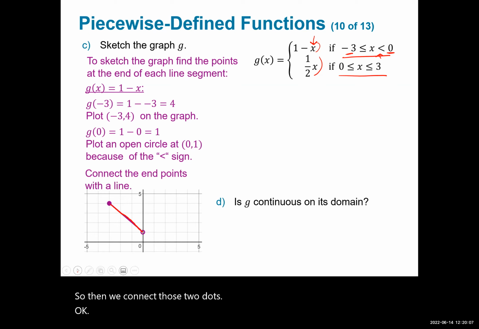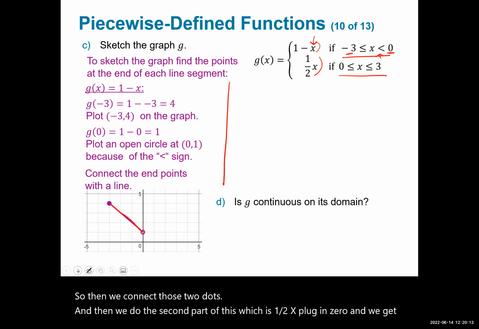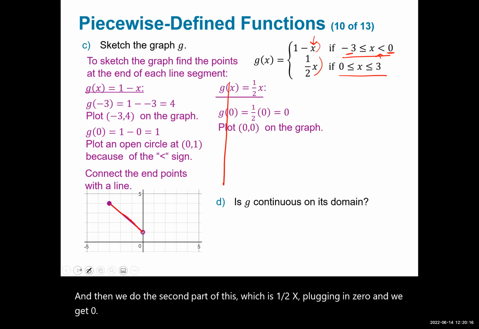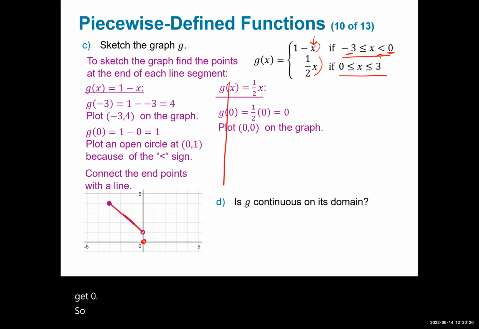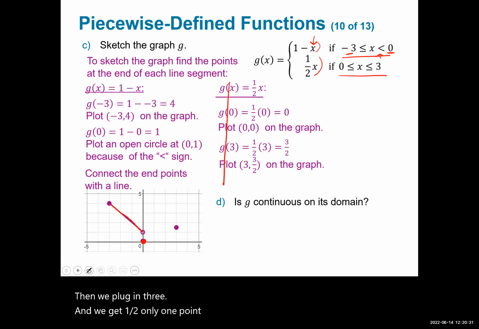And then we do the second part of this, which is 1/2 x. Plug in 0 and we get 0, so the point 0, 0. Then we plug in 3 and we get 1/2 times 3, which is 1.5. So at 3, it's 1.5. That will be a point on our graph. And we connect those dots.